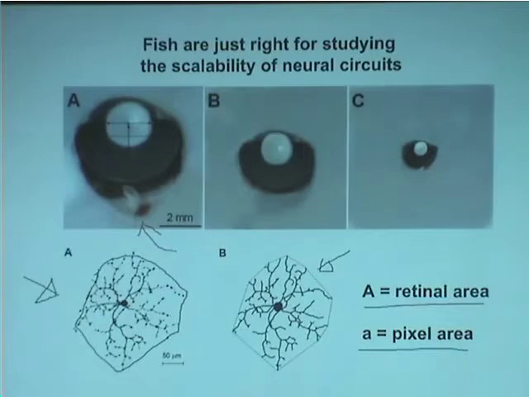What I'm going to actually be doing is formulating an extremely simple theory about how the fish might deal with the question, how big should I make my pixels? And then I'm going to show you data where we measured the area of the retina. That's how big the neural circuit is. And we measured the pixel area, and we compared it with the various alternative theories.